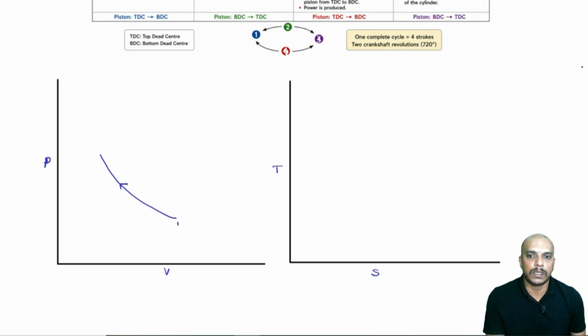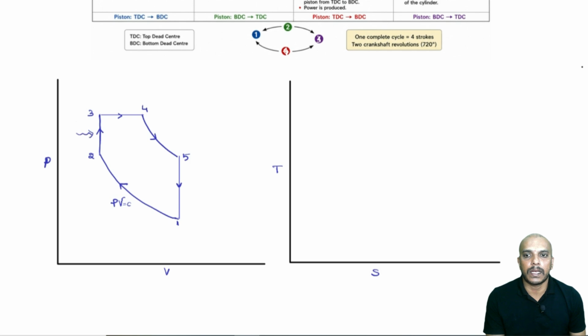So, 1 to 2 is reversible adiabatic compression. Then we will have 2 to 3 constant volume heat addition. Then 3 to 4 is the portion which is constant pressure heat addition. Then there will be reversible adiabatic expansion, that is 4 to 5. Then 5 to 1, where heat is rejected at constant volume. So, this is reversible adiabatic compression, PV to the power gamma is equal to constant.